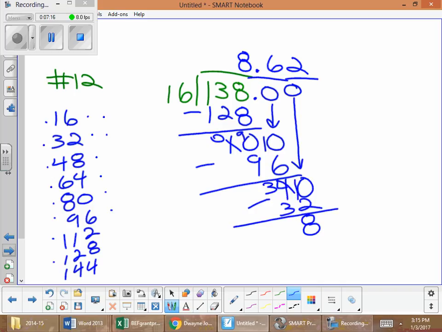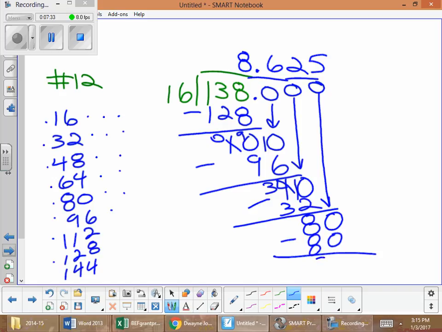It's 8. 8 is smaller than 16. I'm still not finished. I'm going to add another 0. Bring it down. I'll have 80 now. 16 goes into 80. 1, 2, 3, 4, 5 times. 5 times 16 is 80. Subtract it, and there is your 0.